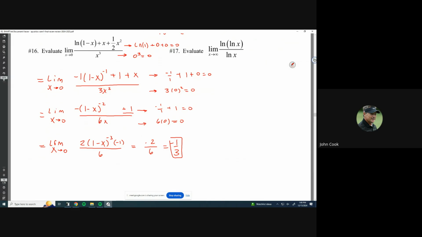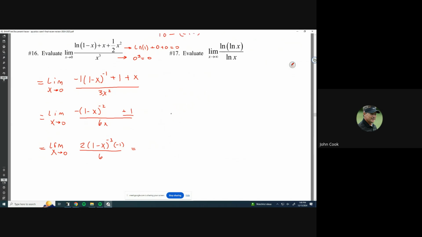All right, so there's our first one. Man, that was off with a fresh start. That was 3 L'Hopital's rules in one. Okay, let's take a look at 17.